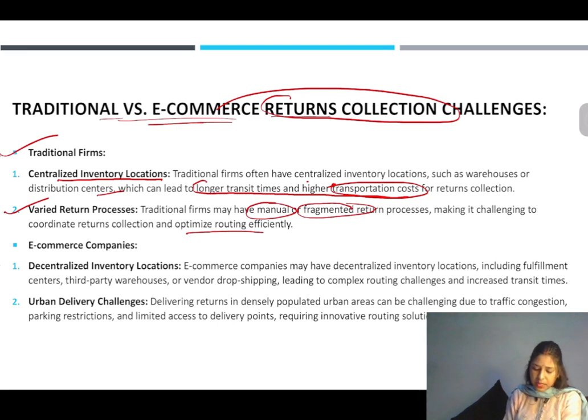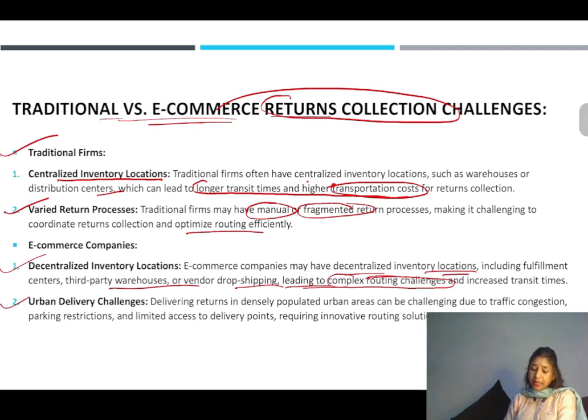And for the e-commerce company, they are using decentralized inventory locations, like third party warehouses, vendor drop shipping, and all these things. That's why they face complex routing challenges. They are using third parties, outsourcing, and various other decentralized inventory locations. Because of this, they face complex reverse logistics challenges. So this is the issue for the e-commerce.